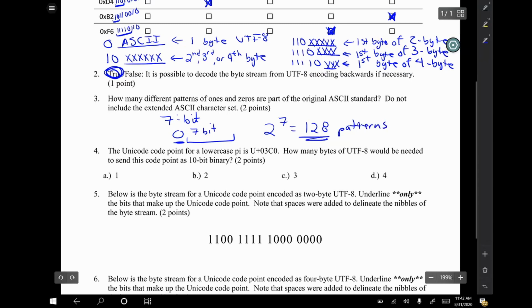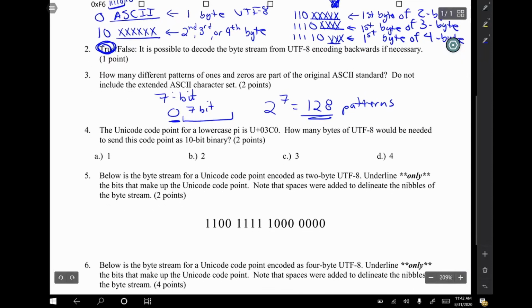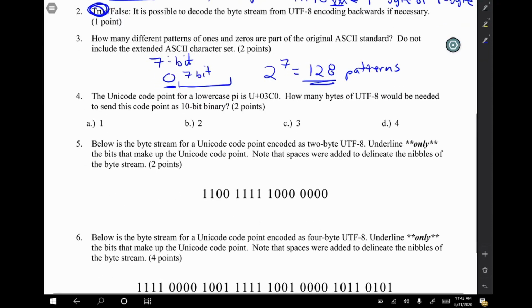All right. Problem number 4. The Unicode code point for a lowercase pi is U plus 03C0. Now the key is this: 03C0 is hexadecimal. So the very first thing we need to do is convert it to binary. Let me tell you why after I do the conversion. So we have 0000, and then 3 is 0011, C is 1100, and 0 is 0000.